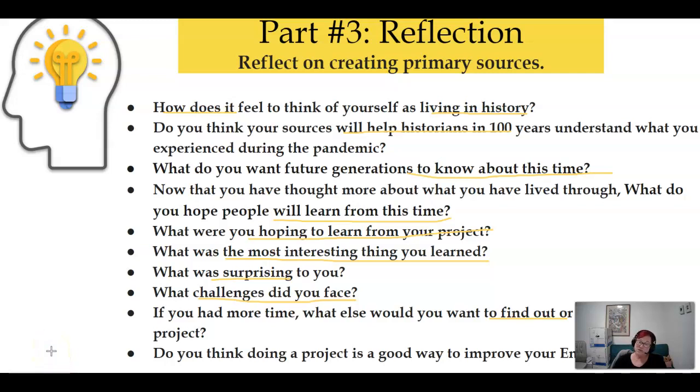And the last question is, do you think doing a project is a good way to improve your English? I mean, you can say no. You can say yes. In any case, these are the questions I would like you to relate to in your final reflection on the project. Okay, so let's go on and see what's next.